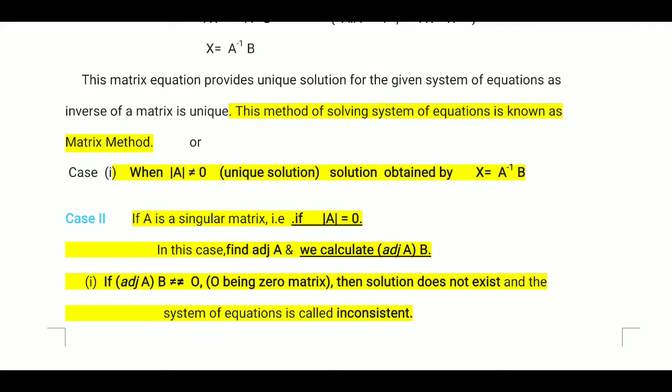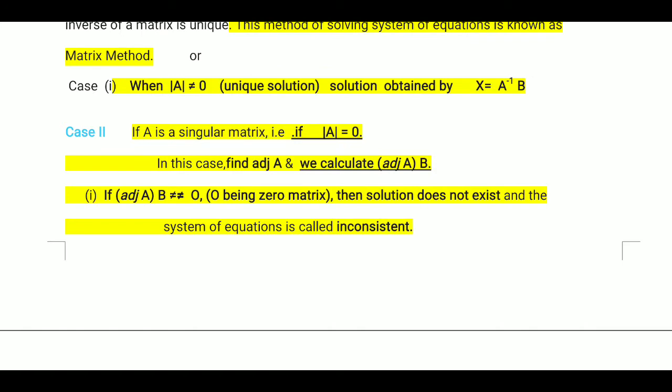Case second, when A is a singular matrix, it means the coefficient matrix has determinant value 0. Then what are the steps? The first step will be we find the adjoint of A and then calculate adjoint A into B. And if adjoint A into B gives a non-zero matrix, that is, a not null matrix, then the solution does not exist. It means the system is inconsistent.